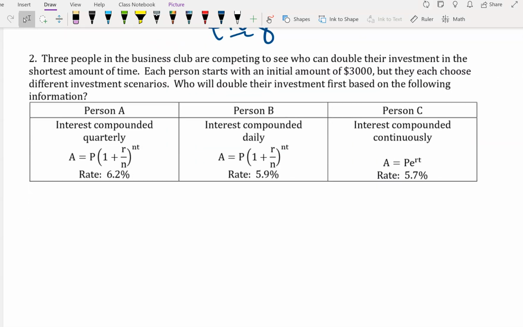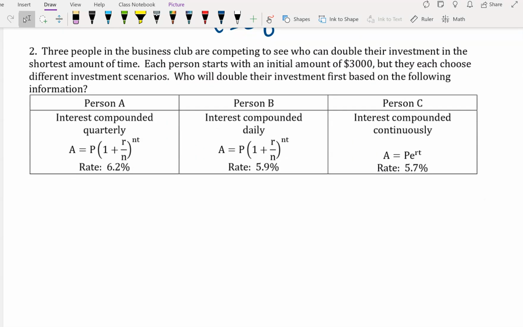All right, moving on. 3 people in the business club are competing to see who can double their investment in the shortest amount of time. Each person starts with an initial amount of 3,000, but they can choose different investment scenarios. Who will double their investment first based on the following information?